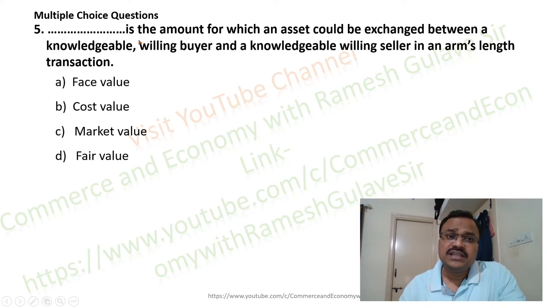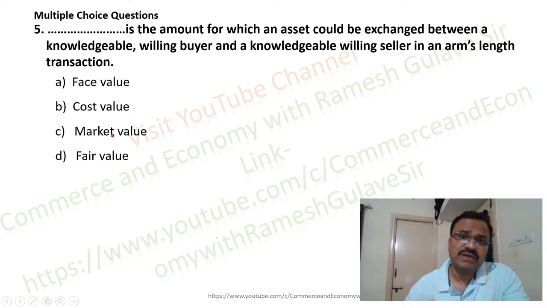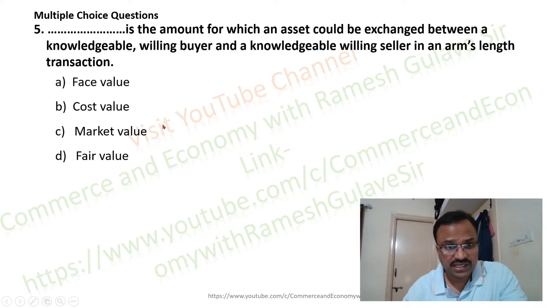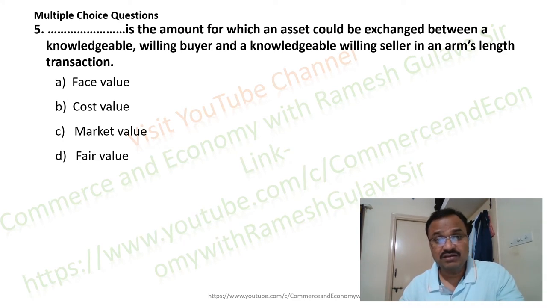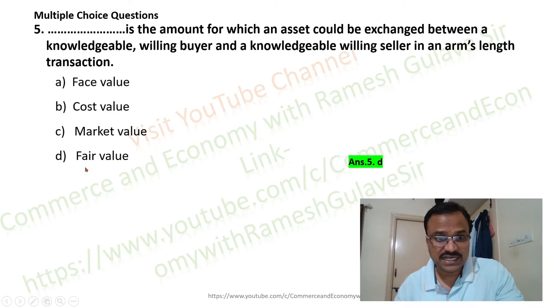But students, see, the statement says dash is the amount for which an asset could be exchanged between a knowledgeable willing buyer and a knowledgeable willing seller. Whenever the word knowledgeable comes, you have to keep in mind that it is about the fair value of investment. Market value is the prevailing value in the market, the price at which you can sell, right? So fair value is the amount for which an asset could be exchanged between a knowledgeable willing buyer and a knowledgeable willing seller. So option D is the right answer, that is fair value.